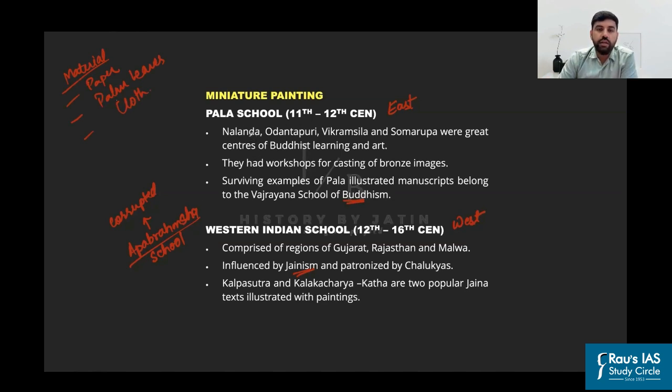Now the Pal school, Nalanda, Odanpuri, Vikramshila, and Sompruva were the great schools of learning. All of you know that these are the universities which were destroyed later on. Right? They had the workshop for the casting bronze images as well, and they belong to the Vajrayana school of Buddhism.